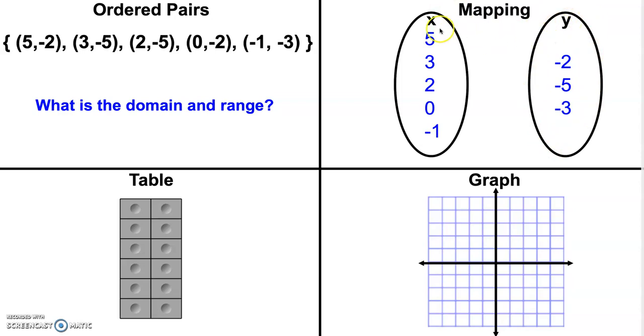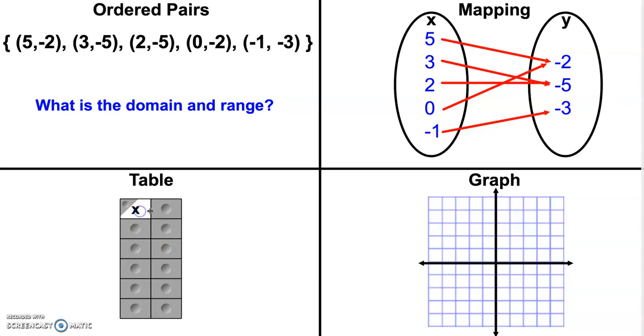But our mapping's not quite complete. The mapping can actually show you which points are connected to what. We know that the 5 is connected to -2. We have the ordered pair (5, -2). (3, -5). (2, -5). Notice how -5 has 2 arrows going to it. (0, -2). Notice again we see the repetition there. And (-1, -3). So a complete mapping will actually show you the domain and range and how those points are related in ordered pairs.